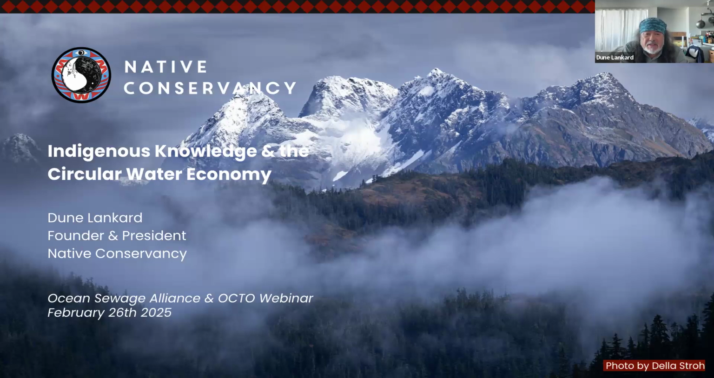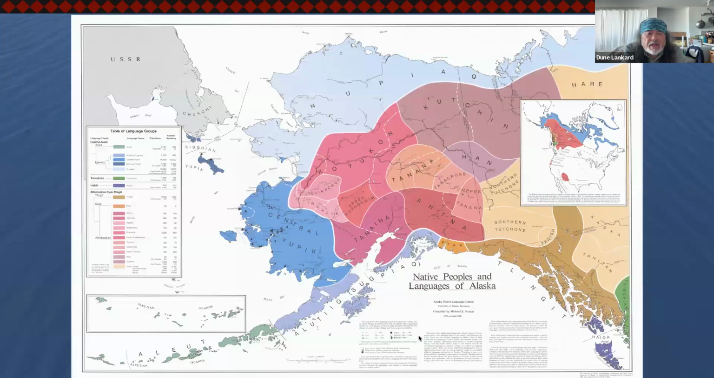In this slide here, it shows the different territories of Alaska of the indigenous peoples. And the orange one right in South Central, right there at the bottom, that's our Eyak homelands, which runs about 300 miles across the Gulf of Alaska coastline from Prince William Sound all the way down to Yakutat. Next slide.